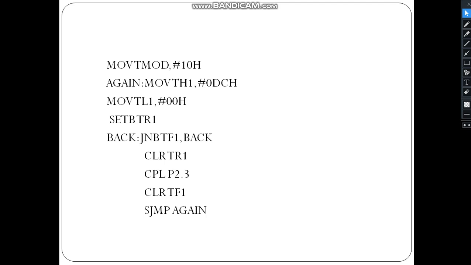Coming to the programming part, TMOD is loaded with #10H, that is immediate addressing mode is used, and 10 indicates that the timer 1 is used in mode 1, and TH1 and TL1 indicate that it is timer 1 that is being used. It is loaded with DC and 00 respectively, and the next step is to start the timer. So timer is started using the instruction setb TR1.